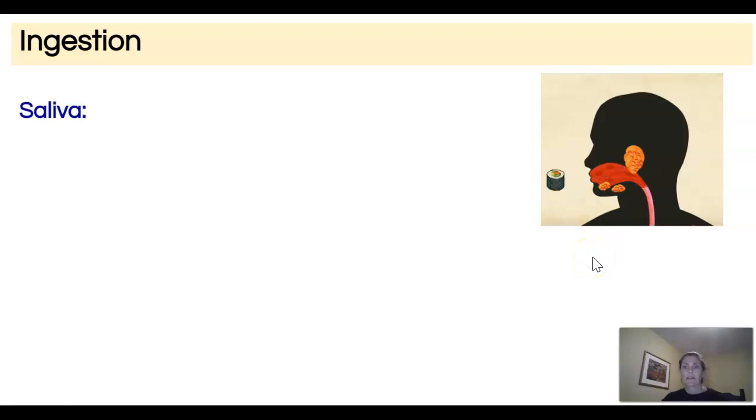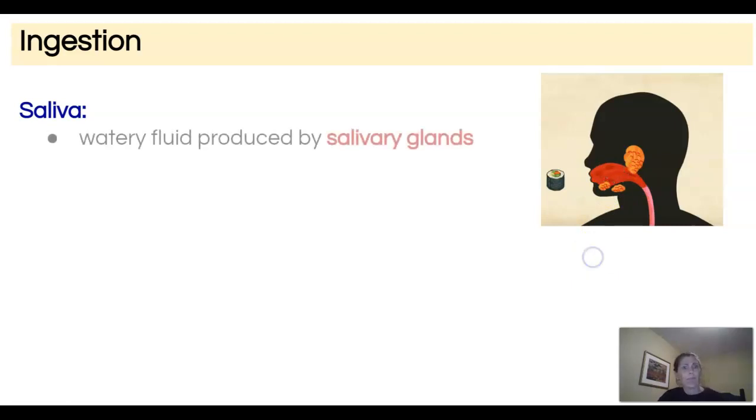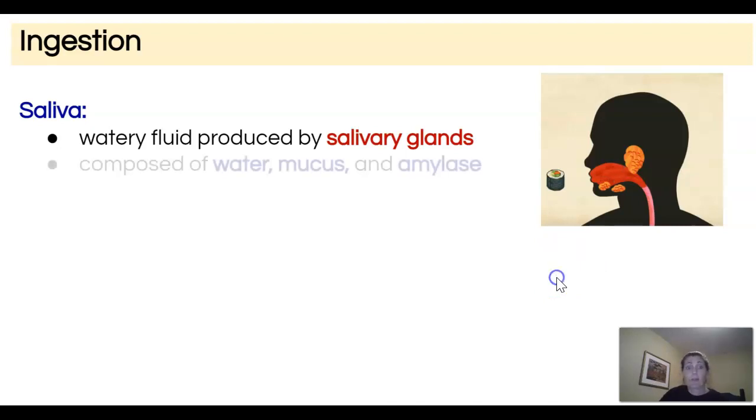So, what is saliva? When you think about saliva, what do you think about? I'm hoping you think it's a watery substance that somehow makes its way into our mouth fairly frequently. What you may or may not know is that besides the water, there's also some mucus in our saliva and also a digestive enzyme called amylase, which I'm going to talk about.